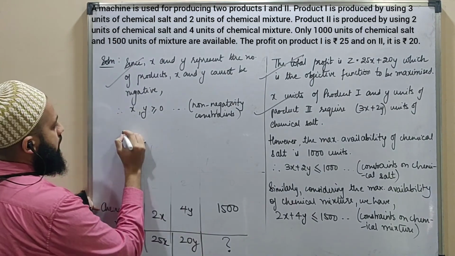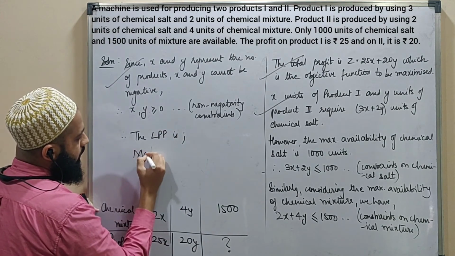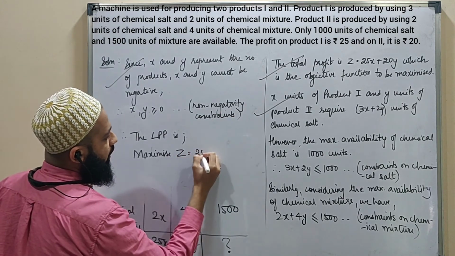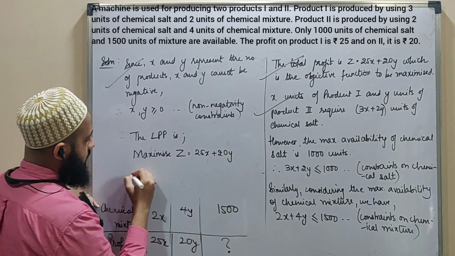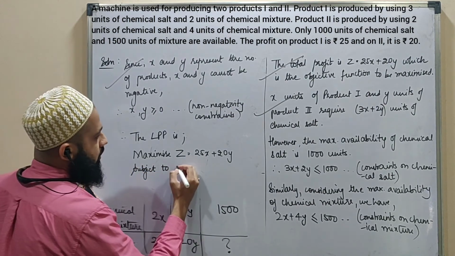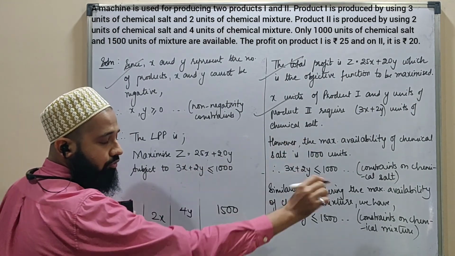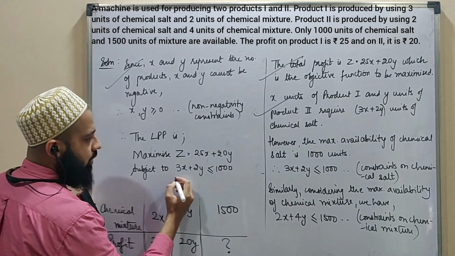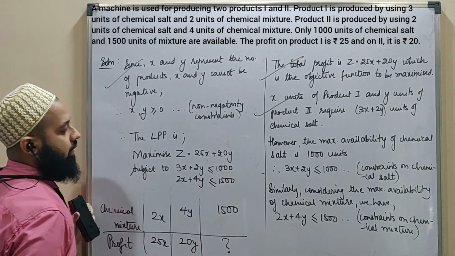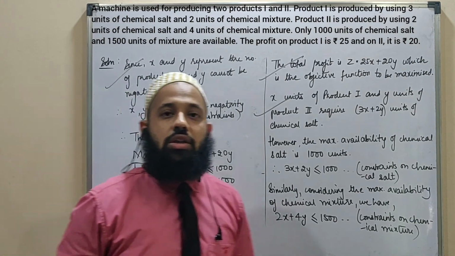Final expression, therefore the LPP is maximize z is equal to 25x plus 20y subject to 3x plus 2y less than equal to 1000. You don't mention anything here. You have taken care of all the statements, bracket work, etc. over there. We have 2x plus 4y less than equal to 1500, and you have x comma y greater than equal to 0. So how do we conclude this particular video?